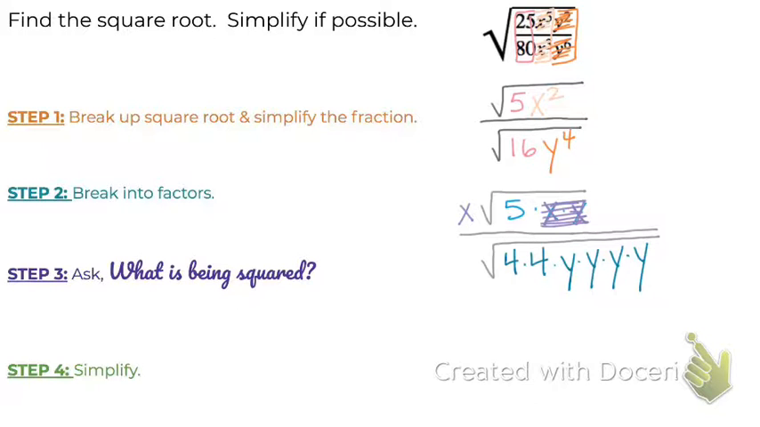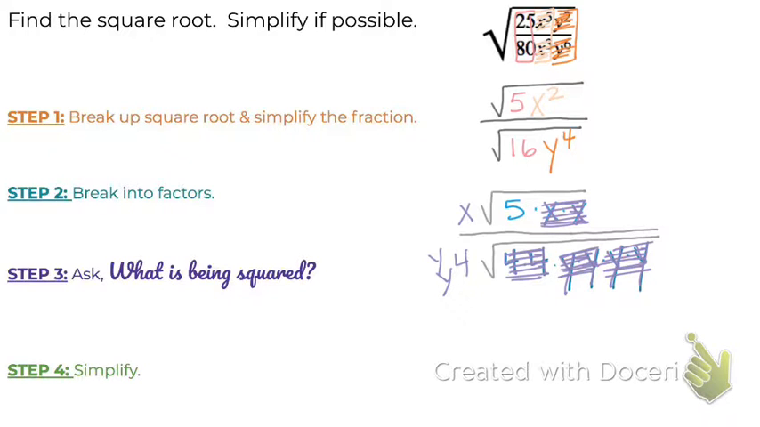If I look in the denominator and say, what's being squared? Well, 4 times 4 is 4 squared. So 4 is being squared. What else? y times y is y squared. So y is being squared. And then again, y times y is y squared. So y is being squared. So everything is being removed from underneath the square root symbol.